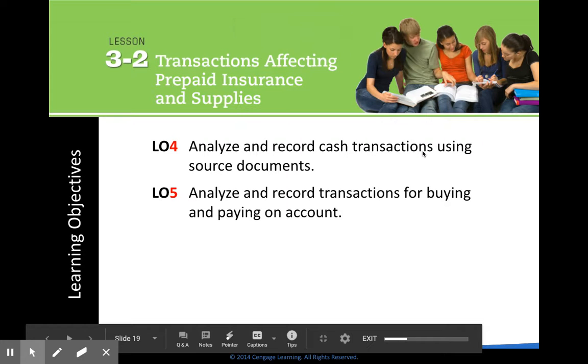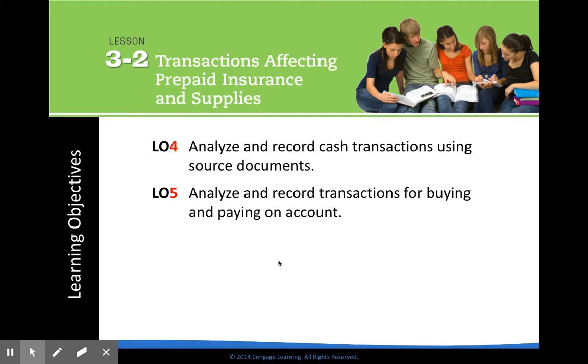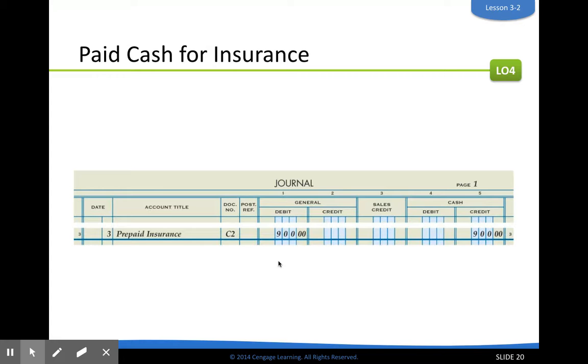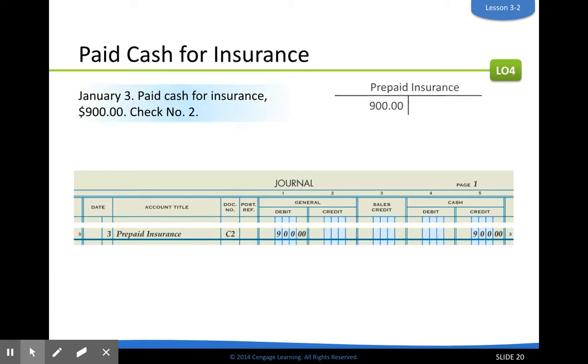For section 3-2, we are going to be going through 3 or 4 different transactions. These transactions are nothing that we haven't done before. Transactions we've seen in chapter 1 and chapter 2, just putting them in a journal. So our first transaction, we paid cash for insurance.